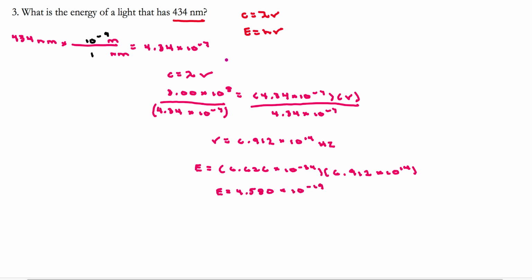Keep in mind, if you look here, 434 has 3 significant figures, so 1, 2, 3. So my final answer here will be 4.58 times 10 to the negative 19th, and my units are going to be in joules. Now notice for the problem, it didn't specify what units you needed to be in, so you can stay in joules if you want to, that's totally fine. Or you could even convert to kilojoules if you want. If I don't know what units you need to be in, you can choose the units you want.